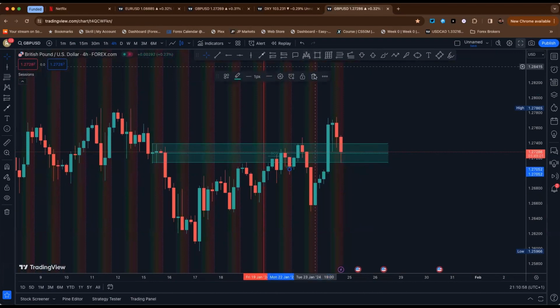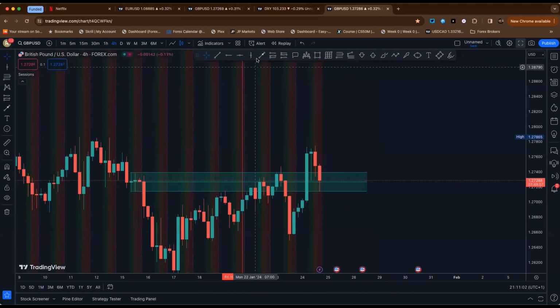Now what I like to do is, this is how I count the trend, right? I count the trend trade. So this was a breaker structure, okay?